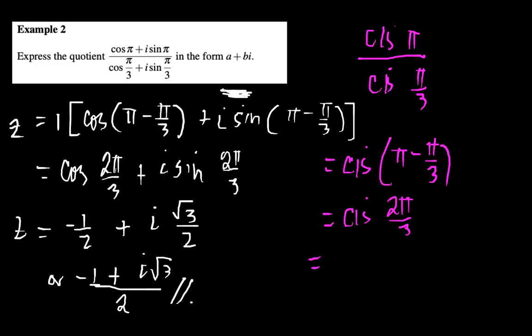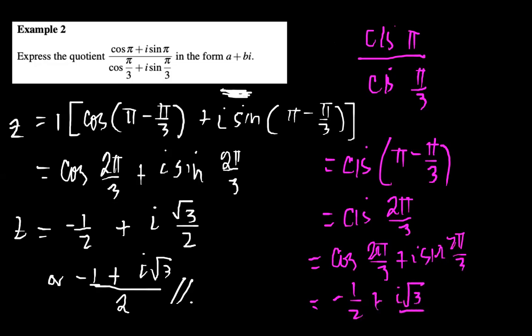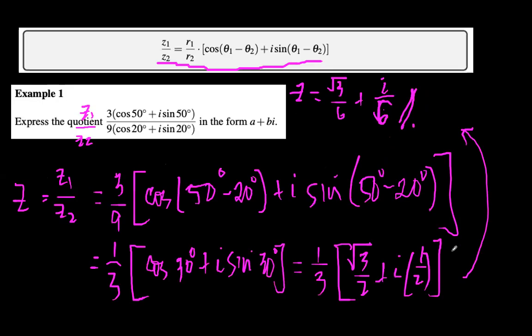And then, dun mo na siya pahabain since you're going to convert this into a plus bi. So cosine 2 pi over 3 plus I sine 2 pi over 3. And then simplify or evaluate. That's negative 1/2 plus square root of 3i over 2. Ayan. So they just have the same value. Okay? And sir, can we do that here on the previous solution? I mean, in the previous, yeah, actually we can do that here.